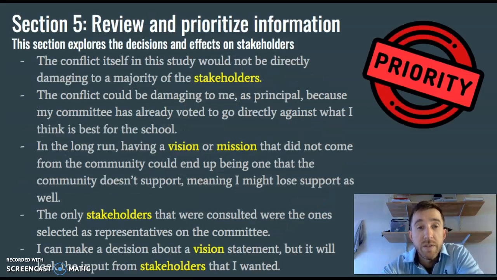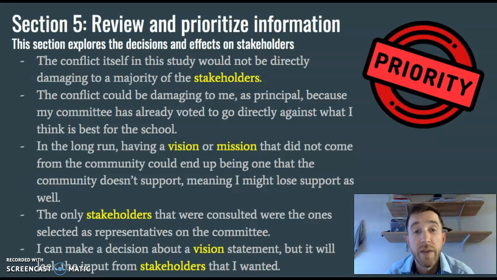Then we have Section 5, which is review and prioritize the information. This section explores the decisions and effects on the stakeholders. Conflict in this case would not be directly damaging to a majority of stakeholders because a lot would not know about it unless they're in the committee. The conflict could be damaging to me as principal because my committee has already voted to go against directly what I want to do and what I think is best for the school.